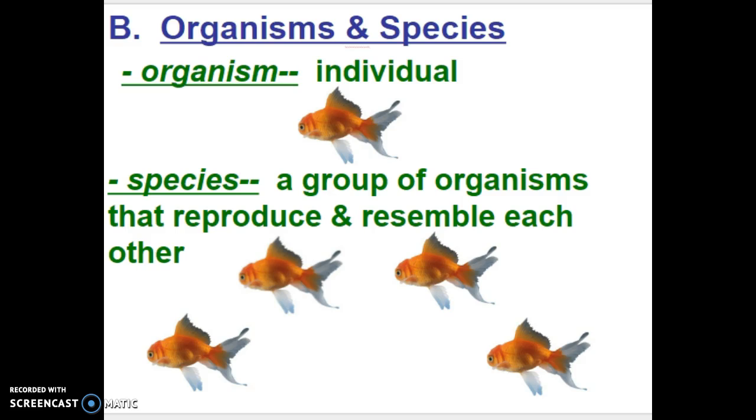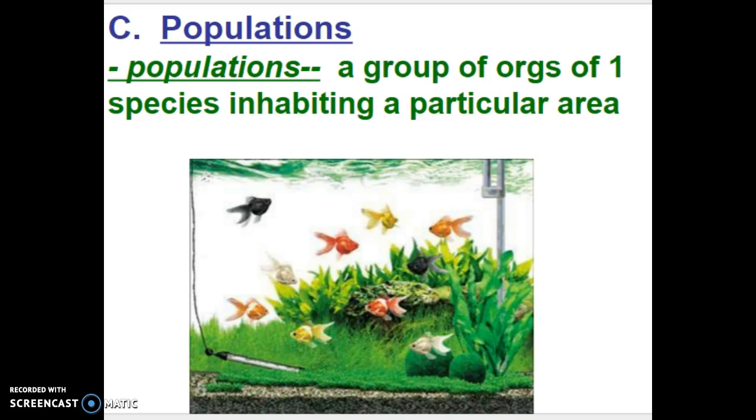Gary the goldfish plus every other fish that looks like Gary and that can reproduce with Gary would be considered a species. So a species is a group of organisms that can successfully reproduce together, and they generally resemble each other. Once you put Gary the goldfish all together in an area with all of the other goldfish, then you would have a population. That's a group of organisms of one species hanging out in a particular area.